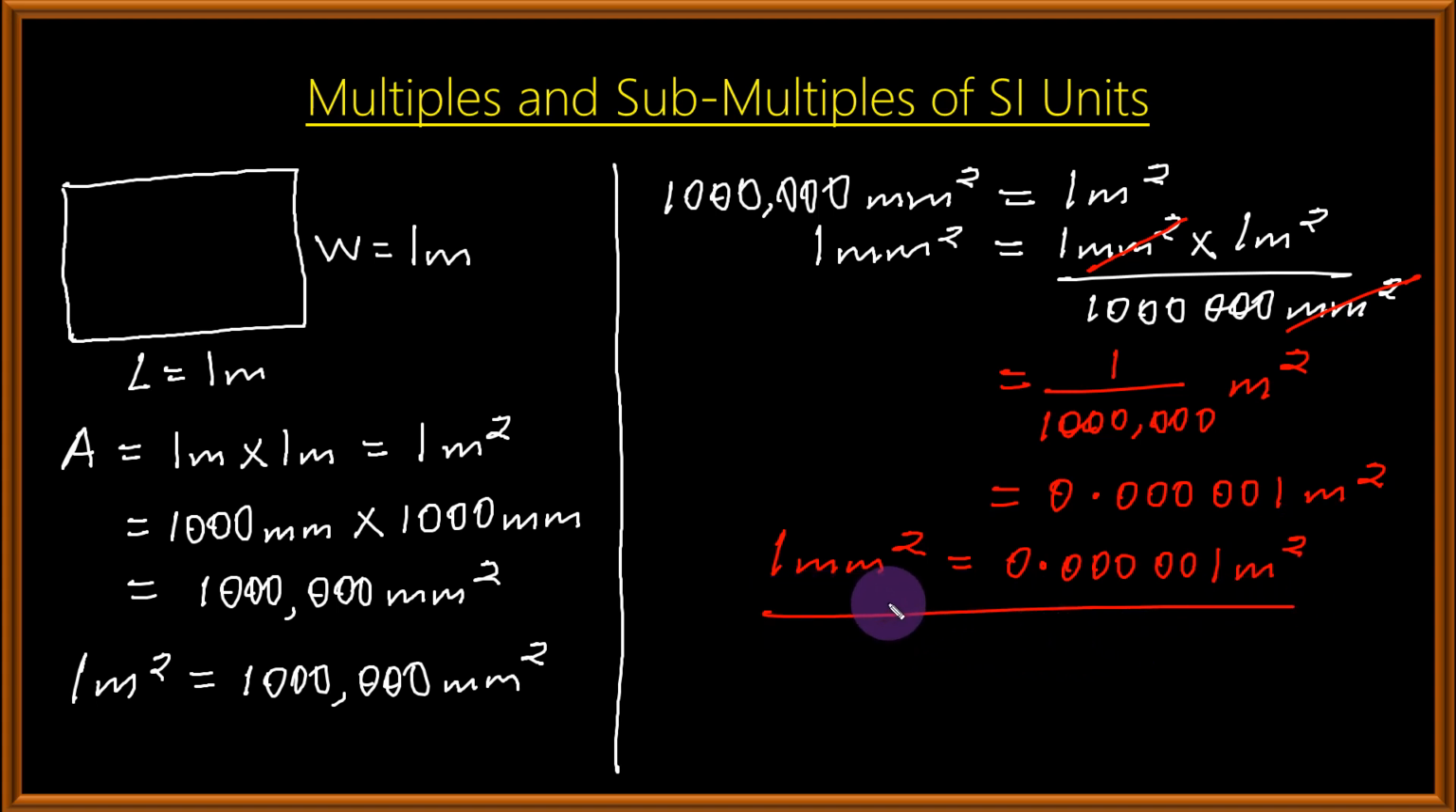Now, this is not a different conversion unit from this. You just need to remember one of them. In fact, I would recommend that you remember this: 1 million millimeters squared is equal to 1 meters squared. And you can be able to convert from one unit of area into the other. Now, I'd like you to use the same method and show me that 1 centimeters squared is equal to 100 millimeters squared.